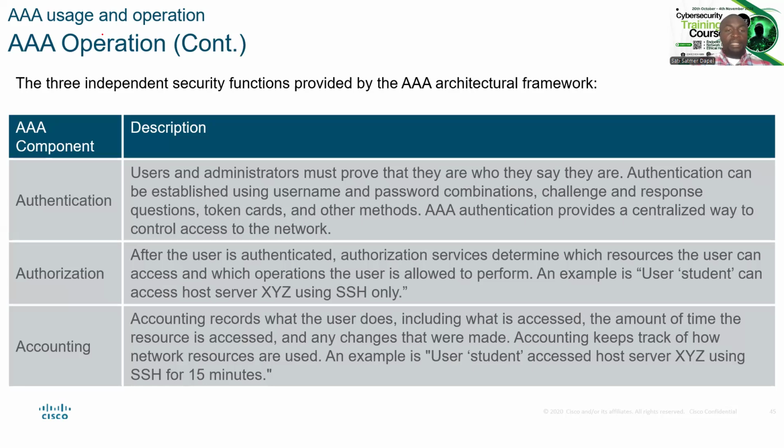The three independent security functions provided are, first, authentication. We have looked at it in detail, but users and administrators must prove that they are who they say they are. That means if I'm using my staff number to log in, I must have my own password. And once I log in, the system documents it. Everything that I do on that network is documented based on that particular staff ID. So even if there is a suspicion, that will happen.